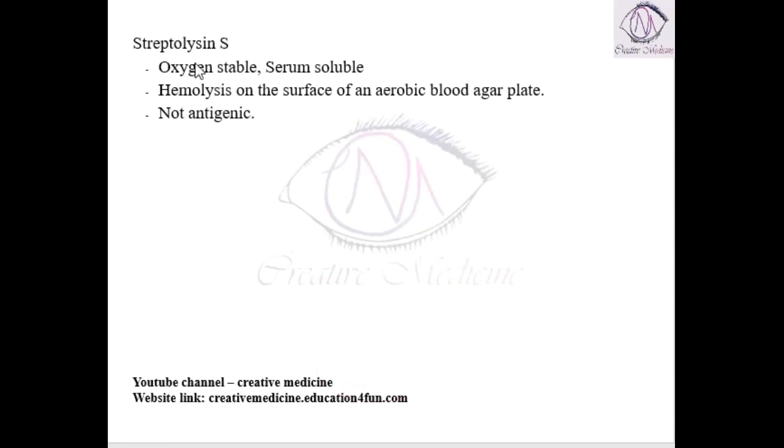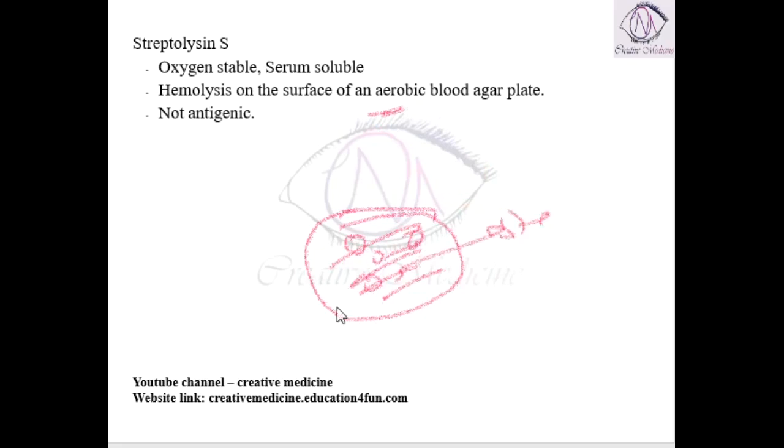Streptolysin S. S stands for oxygen stable and serum soluble. In streptolysin S, hemolysis is seen on the surface of an anaerobic blood culture plate. So if you do a blood culture, and on the blood culture plate, the aerobic blood culture plate, you inoculate a streptococcal species, then you will see that hemolysis is seen. This streptolysin S is not antigenic.